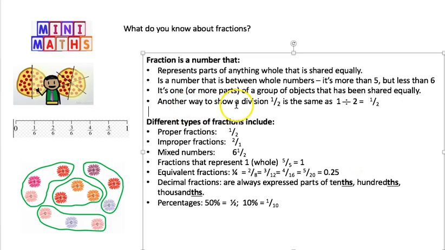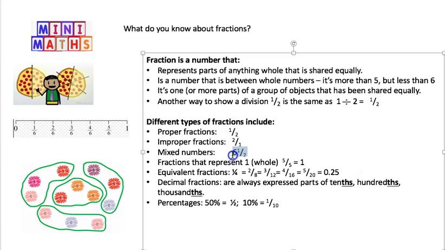Another way to show a division is as a fraction. So a half is the same as one thing shared equally between 2 people, and each person would get a half. The other great thing about fractions is there are so many different types of fractions. You can have a proper fraction where you've got a numerator and a denominator. You've got improper fractions where you do have a numerator and a denominator, but the top number is bigger than the bottom number. Very interesting.